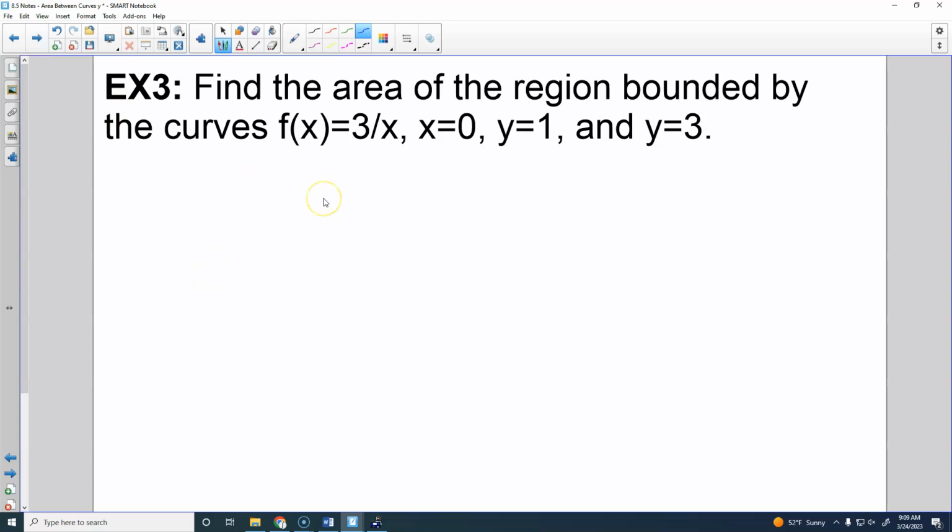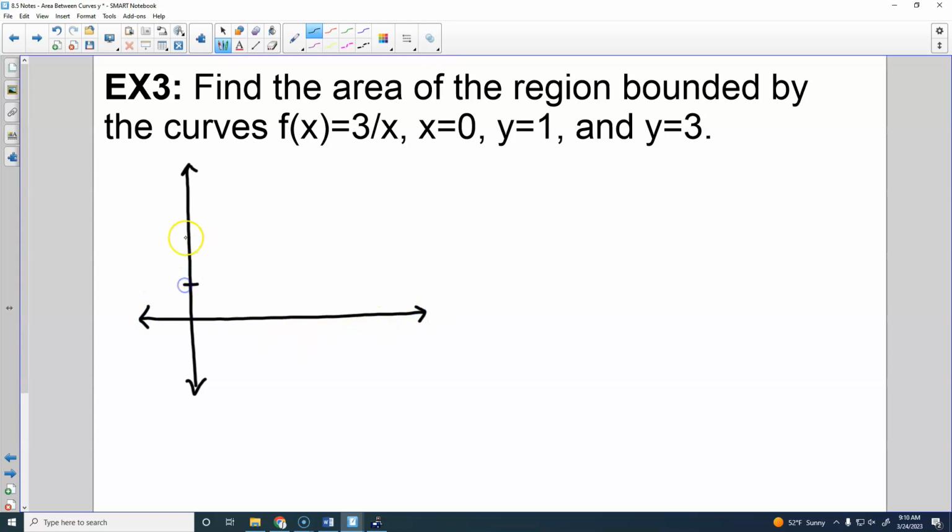All right, let's look at this problem. This one is not immediately obvious that you need to use a y. So let's think about the graph of this. We've got x equals 0, which is our y-axis. We've got y equals 1, y equals 3. So if I think about graphing this, I think we only really need the first quadrant here.